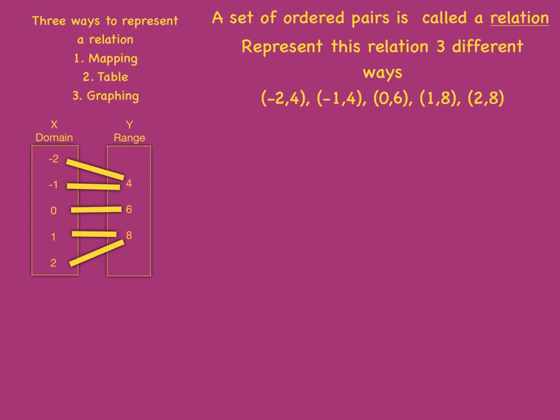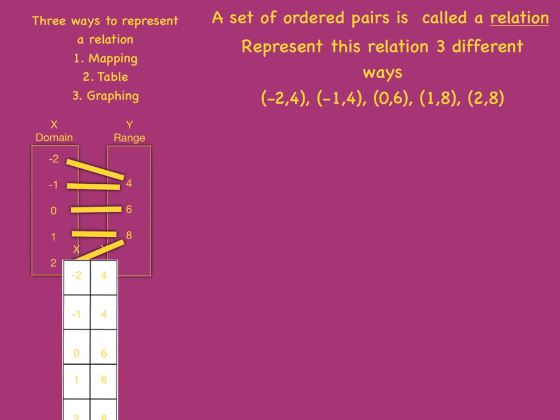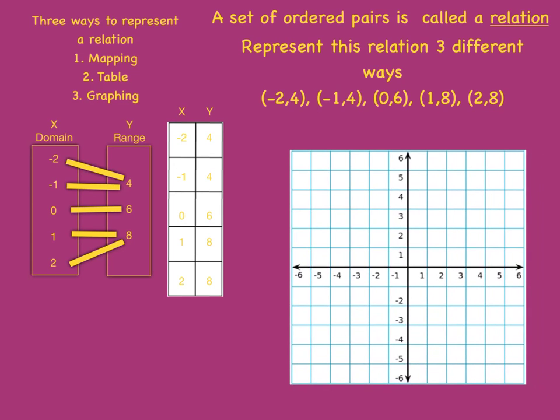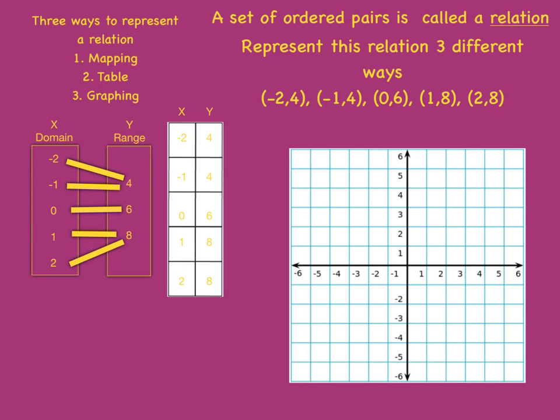That's one way. Another way to do it is by a table. And a table is just that. You have a column for your x's, you have a column for your y's, and then you just make a table. So -2, 4, -1, 4, 0, 6, you'll see it here, 1, 8 is right here, and 2, 8.